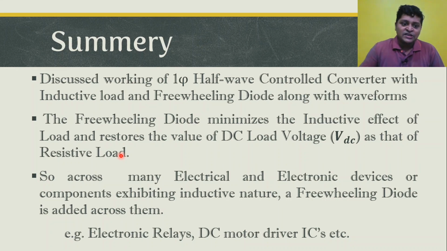A freewheeling diode is basically used across many electrical and electronic circuits to reduce the inductive effect. As you can observe with electronic relays or DC motor driver circuits, we generally use a semiconductor diode in reverse bias so that it reduces the inductive effect.